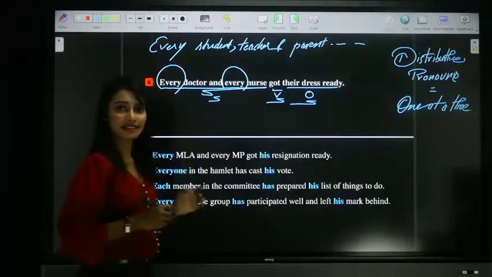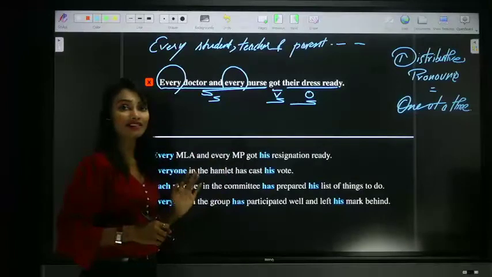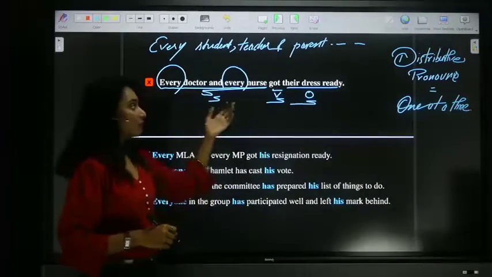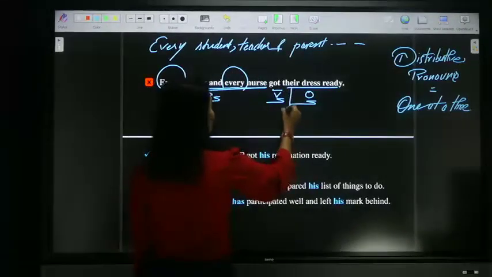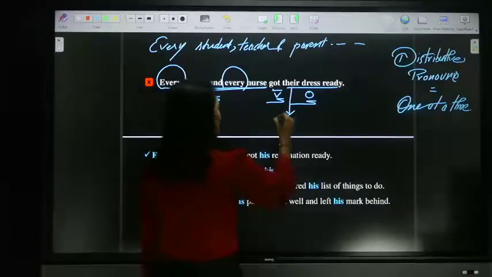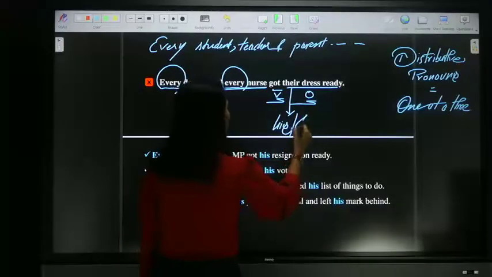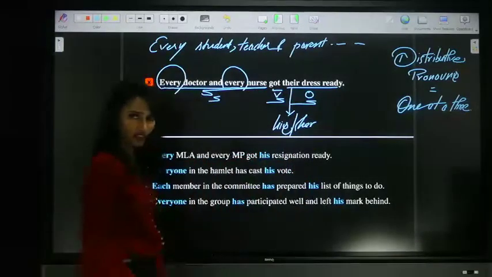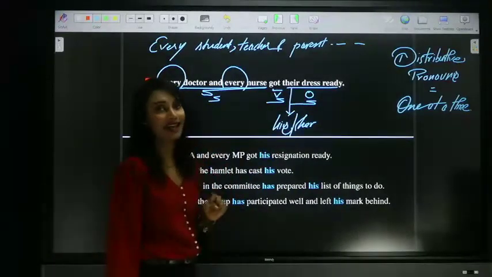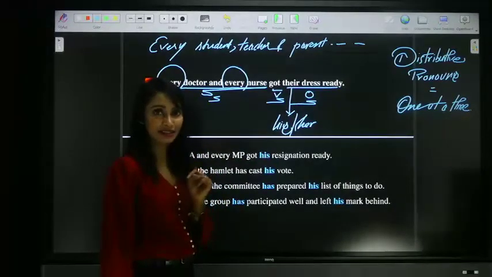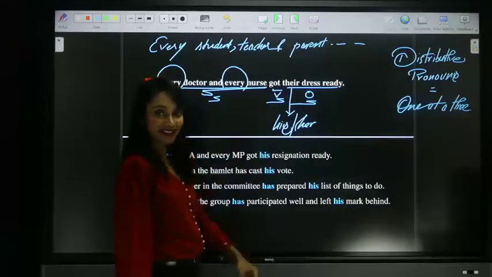Here verb is in past tense. Get, got, or gotten. Now in past tense, it is same for singular and plural, right? Now look at the next one, object. In object we have a pronoun and the pronoun must be singular. So what is a singular pronoun? You can use his because it is possession, or you can also talk like this, his or her dress ready. Is that clear? So distributive pronouns indicate one at a time. So one at a time in the sense they're always singular and they take singular verb and a singular pronoun.